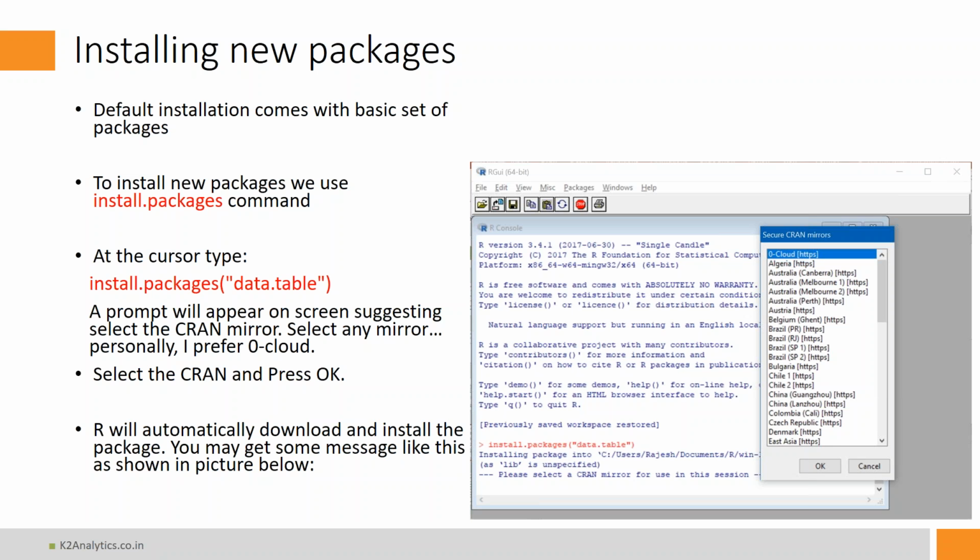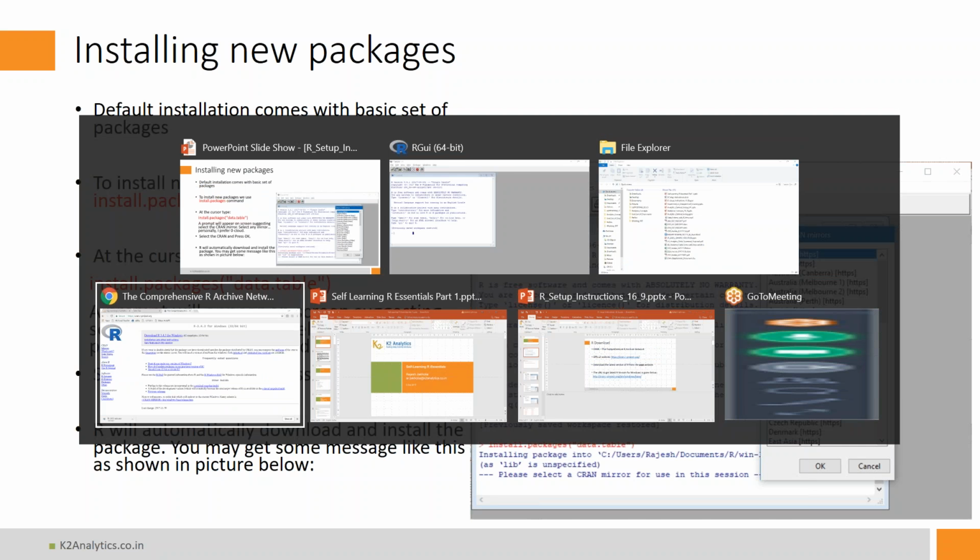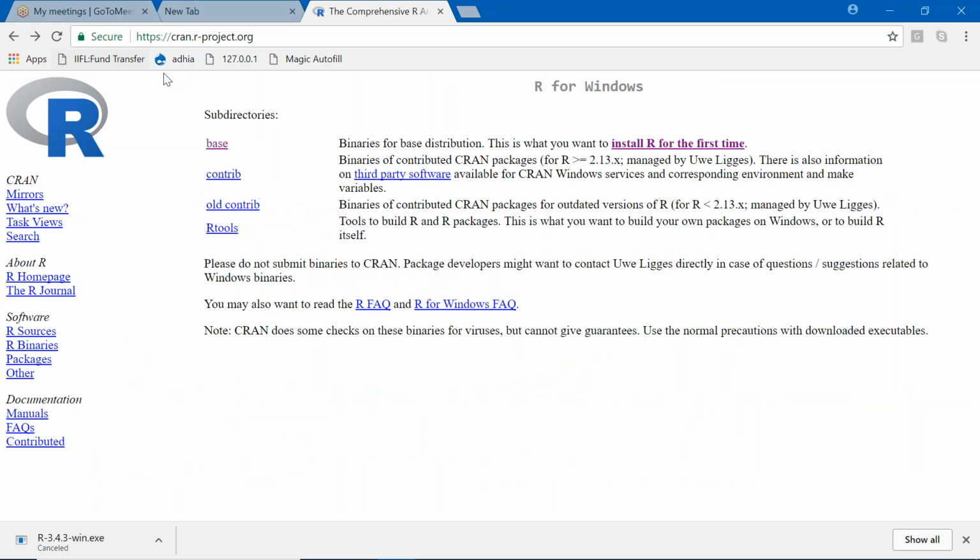When you install, the base package gets installed. If you see, I'll just go back. Here we said base: binary for base distribution. It is the minimum set of packages required with minimum functionalities. What are those minimum functionalities? For example, mathematical functions, statistical packages, and certain text manipulation functions are required. Those come along with the base installation.